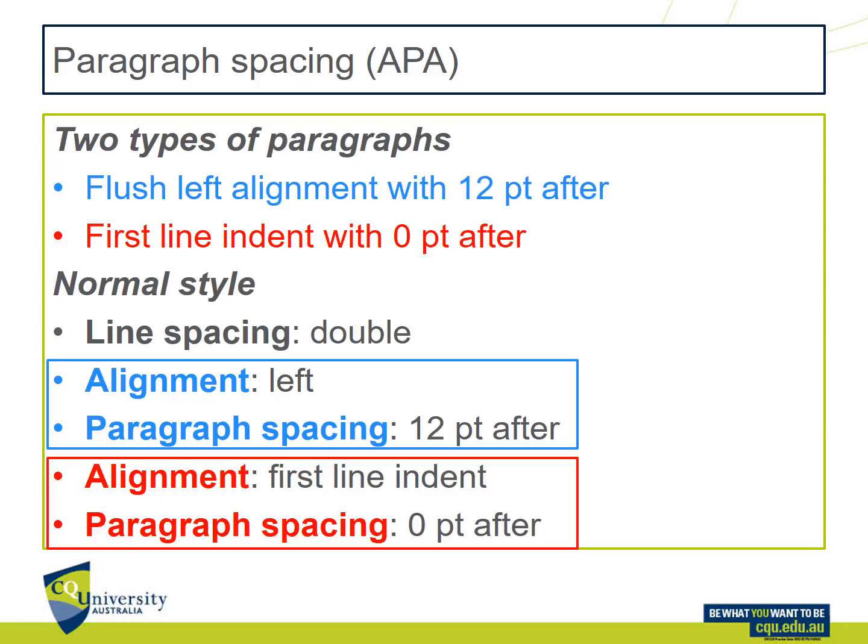So if you were setting your style, your normal style for your paragraph that is, you would set the line spacing to double, and then if you were using flush left, you'd make sure your alignment was left and that your paragraph spacing was 12 after. If you were using first line indent, that's what your alignment would be, first line indent, and your paragraph spacing would be set to 0 points after. Click now to go to the next slide.